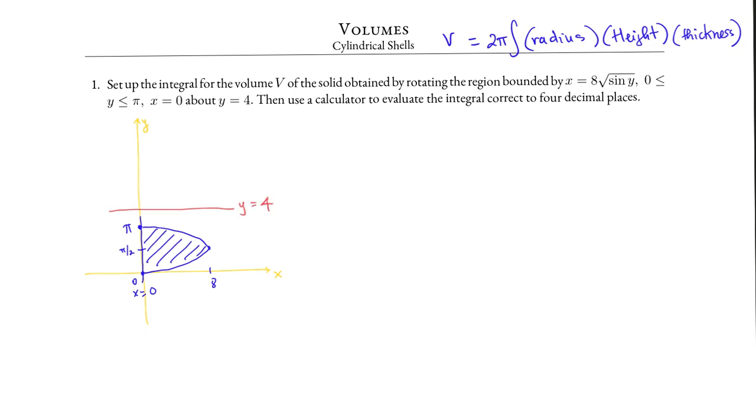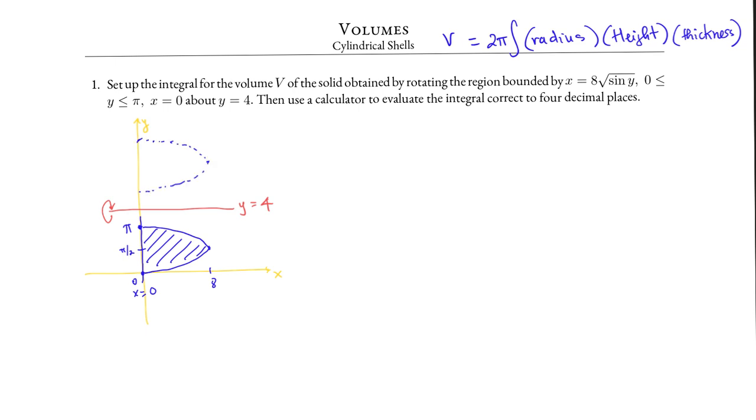Pi is roughly 3.14, so 4 is above pi. This bounded region is being rotated about the line y equals 4, so we would end up with the mirror image on the other side of y equals 4. Y equals 4, think of it as the mirror.